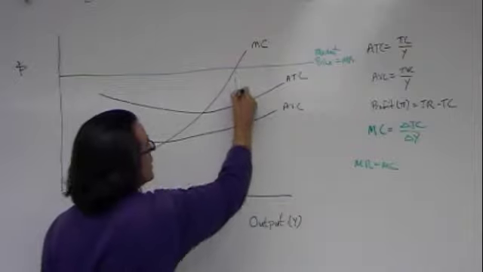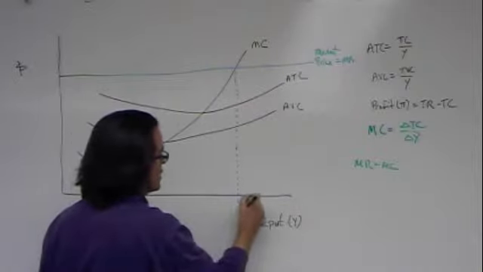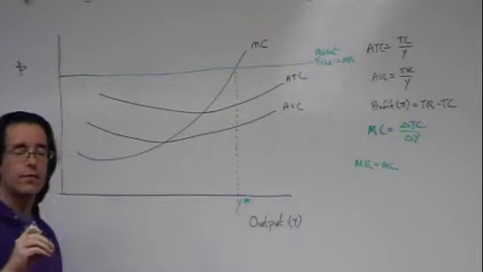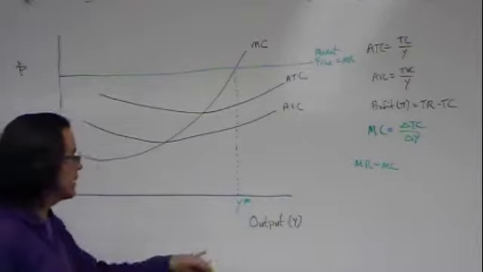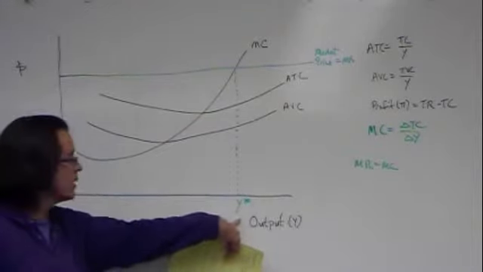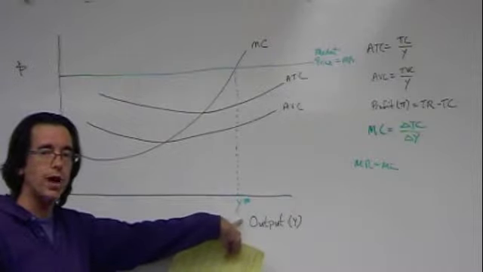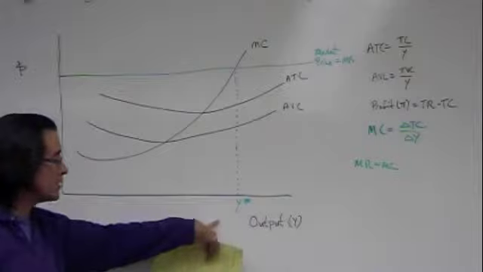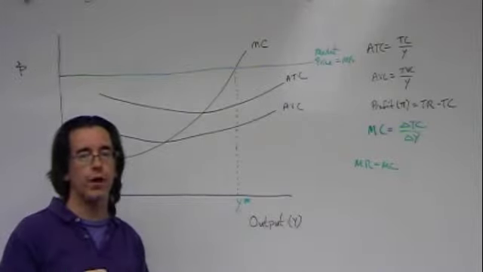So from there, the next step is to drop a line straight down, and that, by definition of our process, is the profit maximizing level of output. So the firm chooses to produce this level of output, and that is the output which will generate the greatest possible profit. Producing a little less or producing a little more, by definition, must lower the profit.